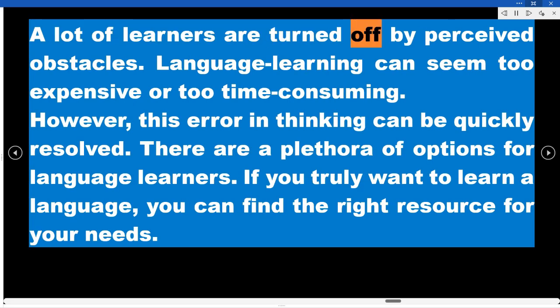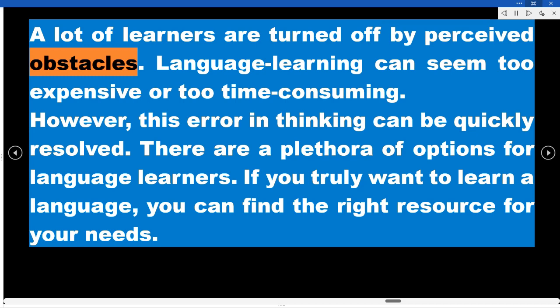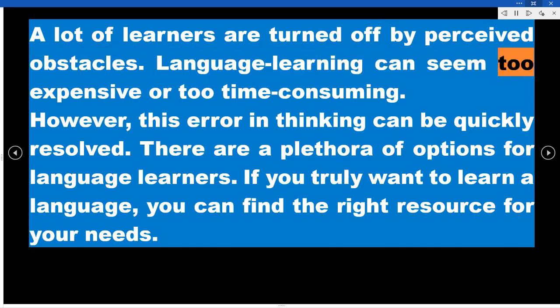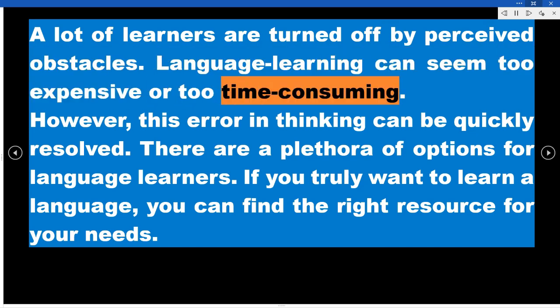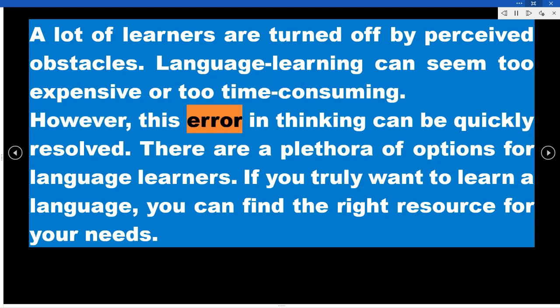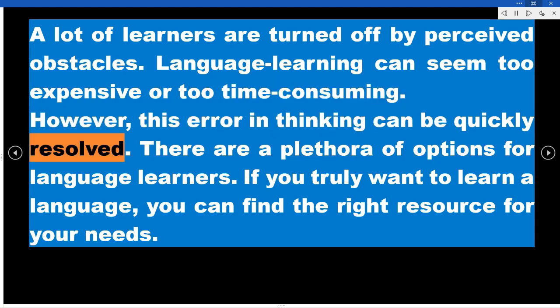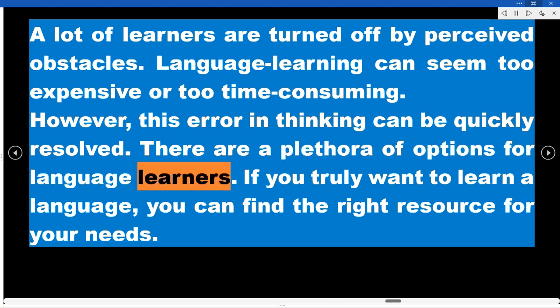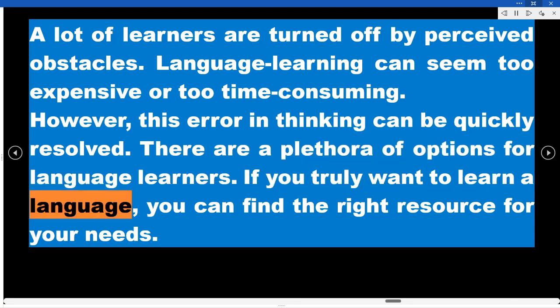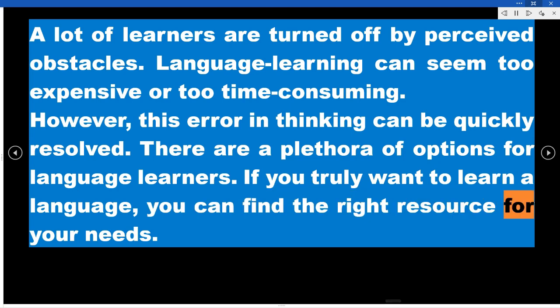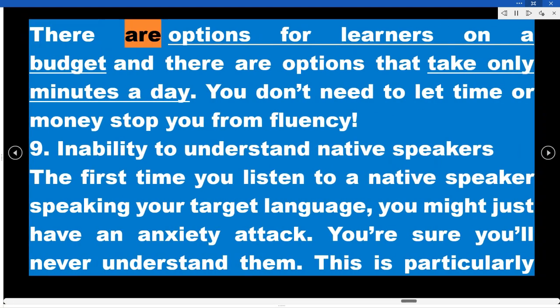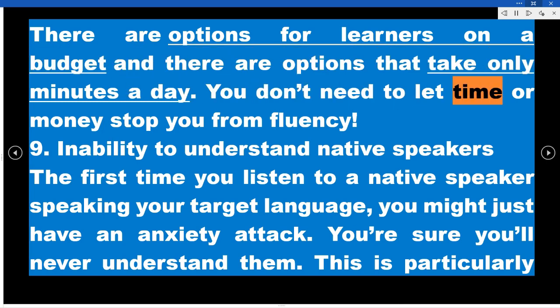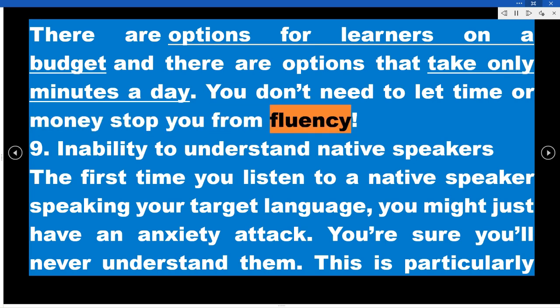A lot of learners are turned off by perceived obstacles. Language learning can seem too expensive or too time-consuming. However, this error in thinking can be quickly resolved. There are a plethora of options for language learners. If you truly want to learn a language, you can find the right resource for your needs. There are options for learners on a budget, and there are options that take only minutes a day. You don't need to let time or money stop you from fluency.